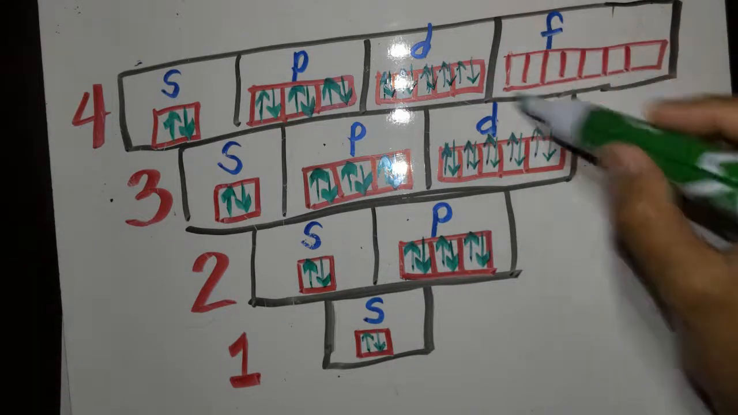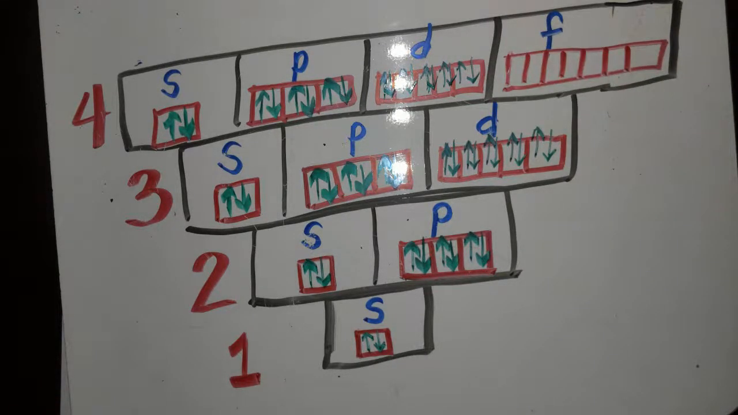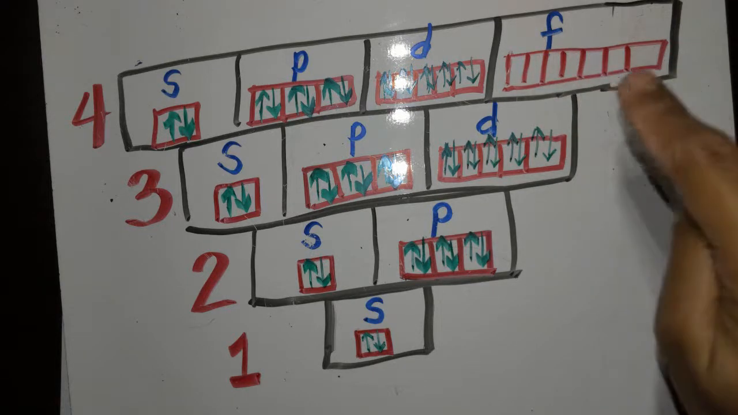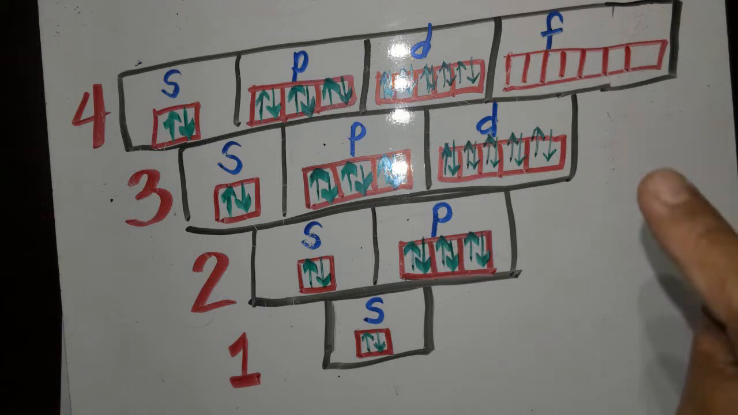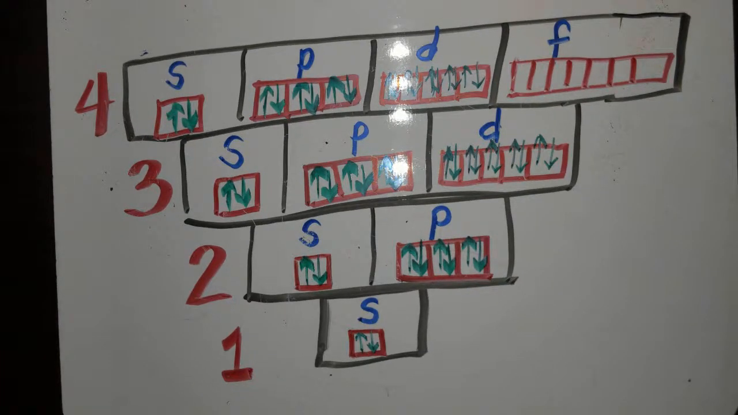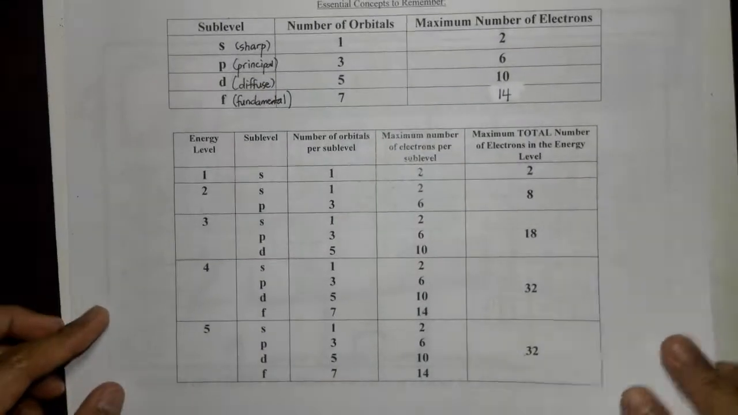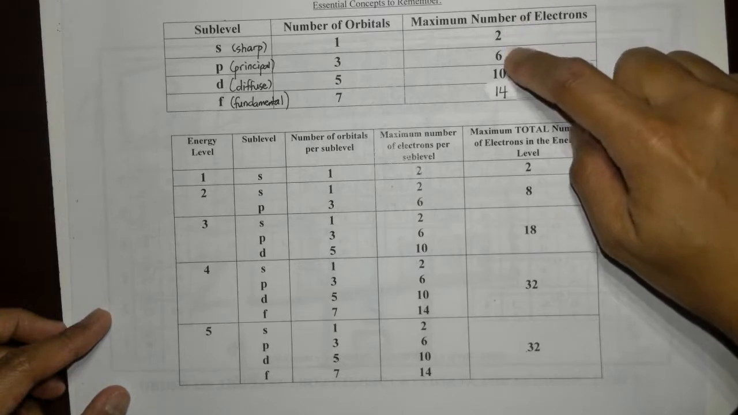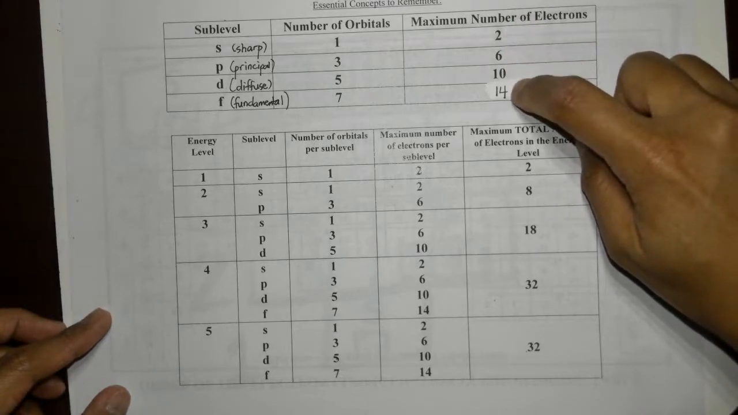And lastly, for the F, how many rooms does an F sublevel have? How many orbitals? 7 orbitals. So what's the max number of electrons in the F? 14. That will be 14. I'm not going to draw the 14 arrows anymore, it's going to be too tiny. You know what it means, okay? So if we go back to our notes here, you see the number of electrons already plotted for you. That's your 2, 6, 10, and then 14.